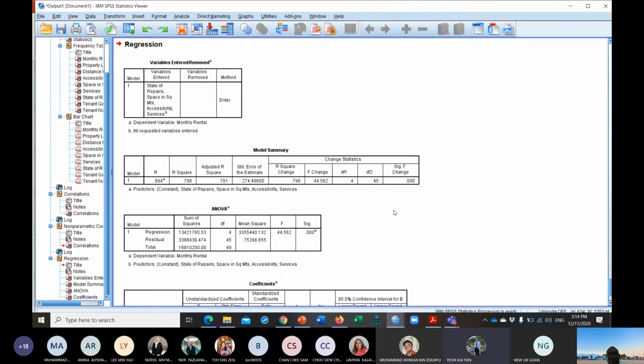Doctor, you say 80% is referring to the R square, right? R square, yes, that's 79.8. Okay. And 79.8 is almost 80%. That is 0.798, which is about 79.8, right? And that's about 80%. So what we are saying is that these 4 factors are contributing about 80% to property rent or accommodation rent. That is what our data is telling us.